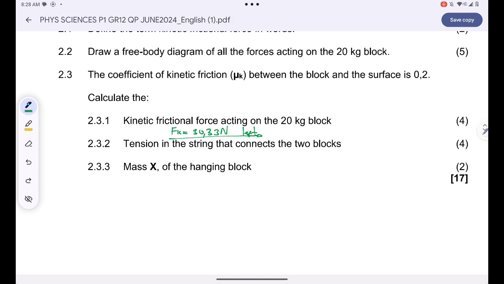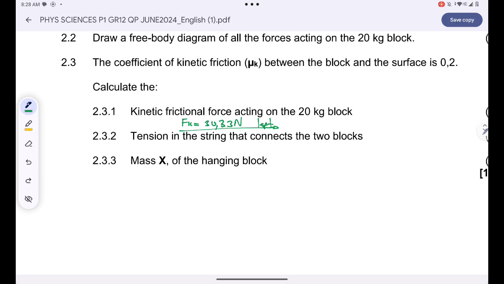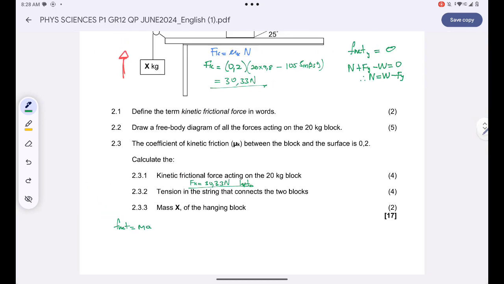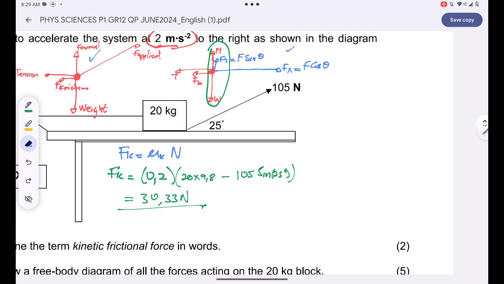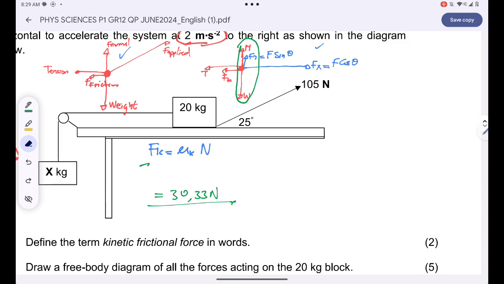Then now they want us to find the tension on the string. How can you do that? I know that F net is equal to MA. Are you together? The horizontal forces on the, let me write over there so that I can see my free body diagram properly. They want me to find the magnitude of the tension. Right? How can I do so?